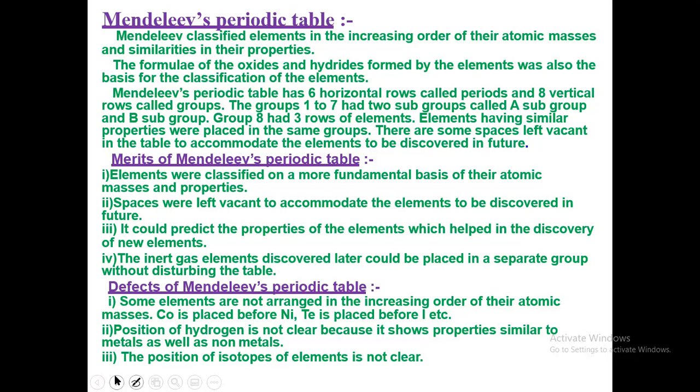What are the demerits of the Mendeleev periodic table? Some elements are not arranged in the increasing order of their atomic masses, like cobalt. Cobalt is placed before nickel, and Te is placed before I. The position of hydrogen is not clear because it shows properties similar to metals as well as non-metals. The position of isotopes of the elements is also not clear in the old periodic table.